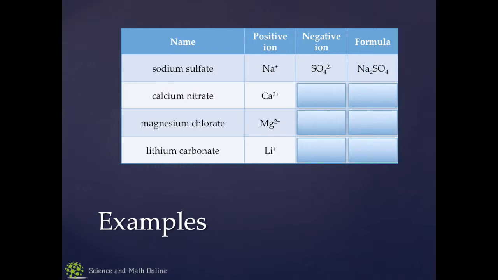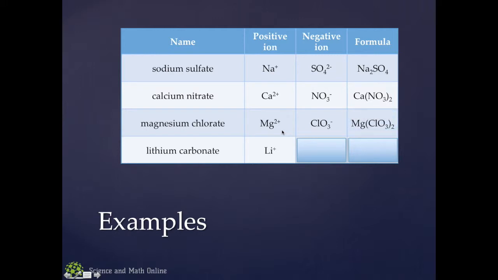Calcium nitrate. Nitrate is outside the box, so it gets 3 oxygens, and it's the one that starts the pattern over again, so it is 1 minus. I need 2 of those to make calcium nitrate, so I put it in parentheses with a 2. Magnesium chlorate. Chlorine, once again, is outside the box, gets 3 oxygens, and has a 1 minus charge because of the 1, 2, 3, 1, 2, 3 pattern. So once again, do your crisscross: 2 chlorates, 1 magnesium, Mg(ClO3)2. Magnesium chlorate.